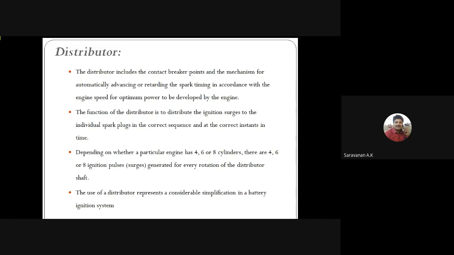So the distribution will be there to the multiple spark plugs, depending on the engine, right? It may be a 2-cylinder, 4-cylinder, or 6-cylinder engine, so we use as many spark plugs as there are cylinders. The total energy generated by the battery and the ignition coil will be distributed equally to the different spark plugs, right? That is called the distributor.